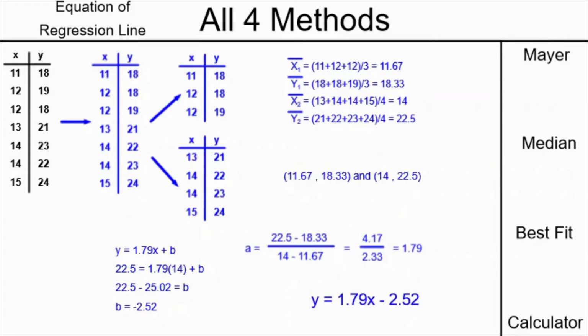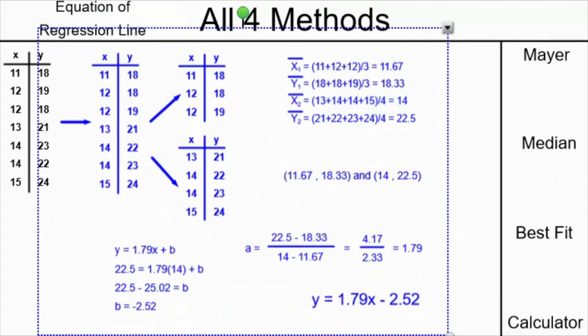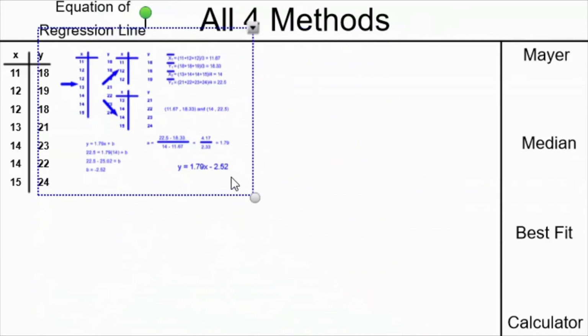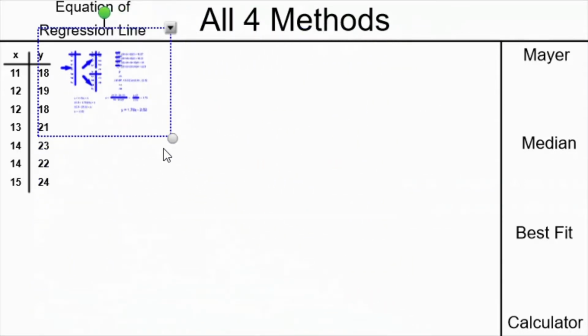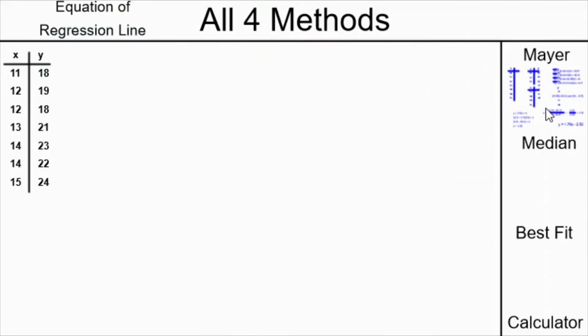Finally, we just have to arrange the slope and y-intercept that we found into the y equals ax plus b form to give our final equation of the regression line. The Meyer line method is complete. What I'll do now is shrink this example so that I can fit it over here in the corner. We'll look at it again later.